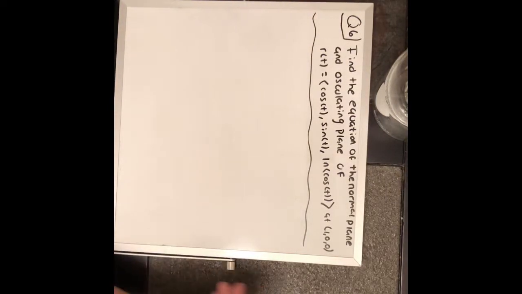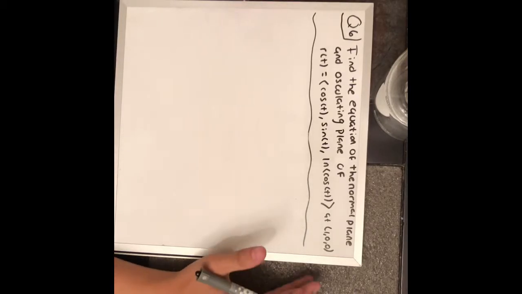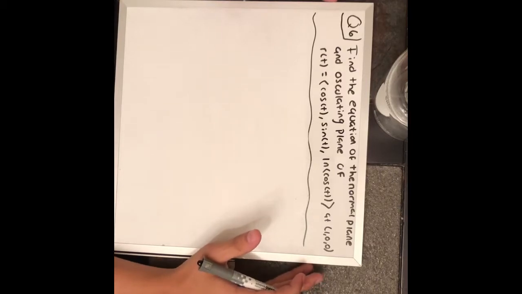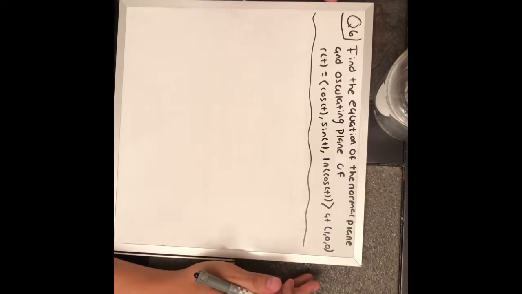Hello, I'm here to help you solve the following problem. The problem reads: find the equation of the normal plane and osculating plane of r of t equals cosine t, sine t, ln cosine t at point (1, 0, 0).